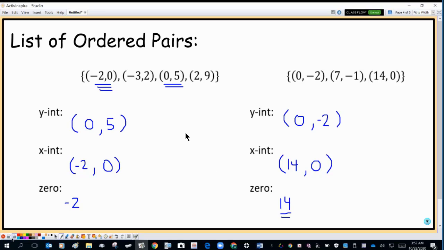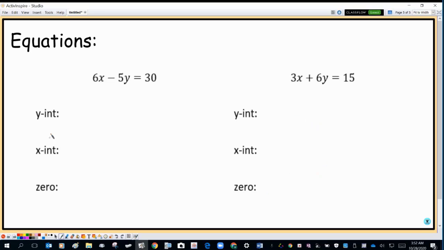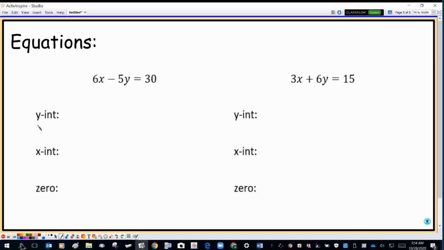So please remember, y-intercept, you're going to have a 0 for x. X-intercept, you're going to have a 0 for y. Okay? Alright, let's continue. Now we're going to do equations. Please remember, on the y-intercept, the x value is 0. With that in mind, we're going to copy the equation, but instead of x, we're going to substitute the x value with 0. And then we're going to solve the equation.